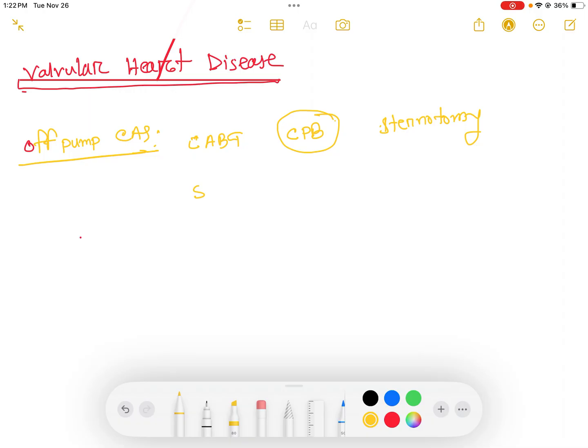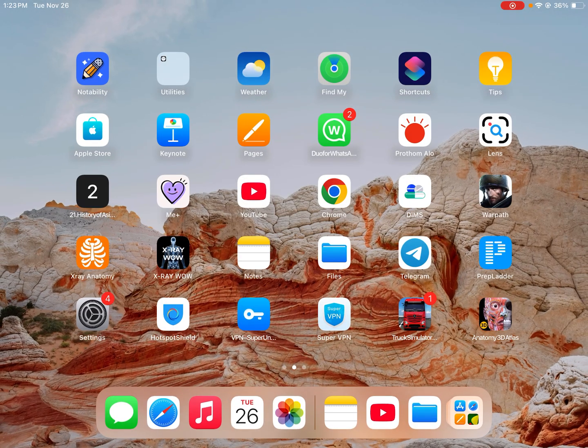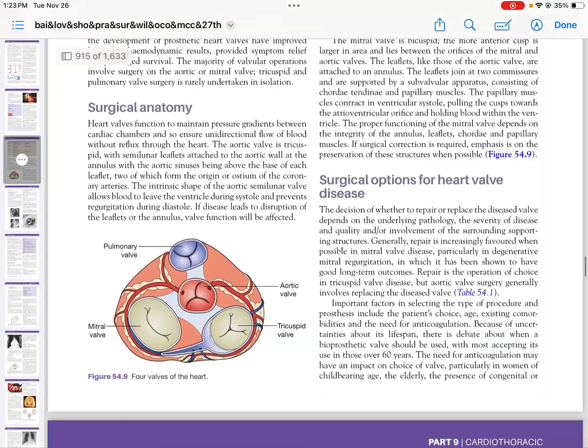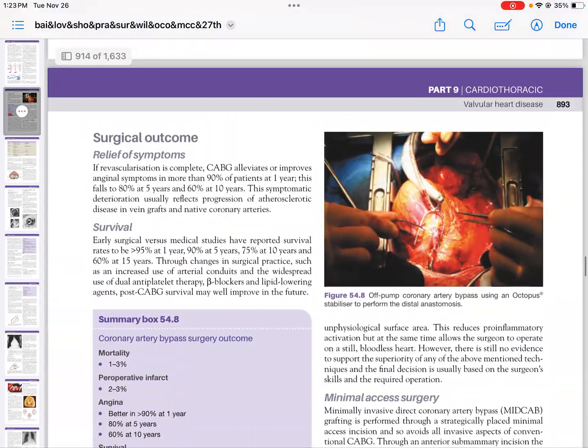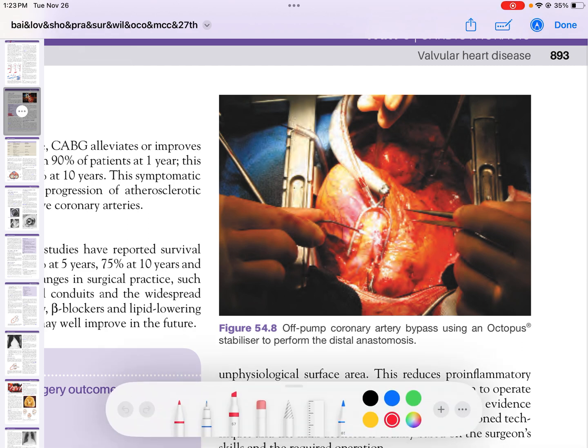Since the introduction of cardiac stabilizing devices such as Octopus, off-pump coronary artery bypass grafting has become widespread. Off-pump coronary artery bypass using the Octopus stabilizer to perform the distal anastomosis.